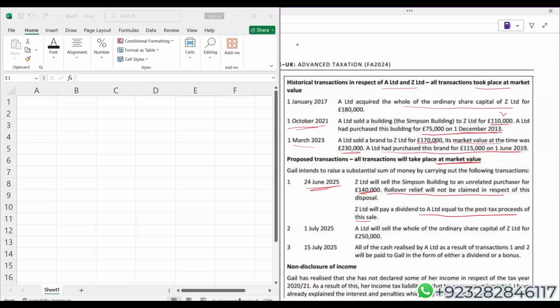1st July 25, A Limited sells the whole ordinary share capital of Z for 250. So July 25, Arrow sold the entire holding in Zephyr. 15 July 25, all of the cash realized by Arrow Limited as a result of transactions 1 and 2 will be paid to Gail in the form of either dividend or bonus.